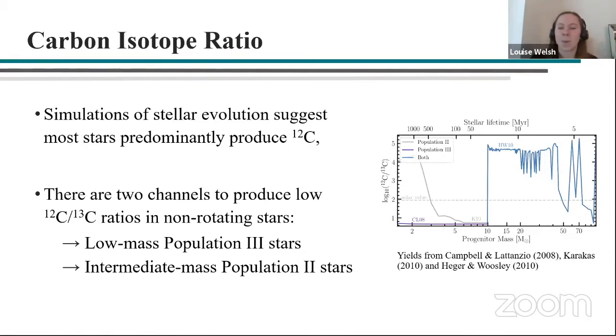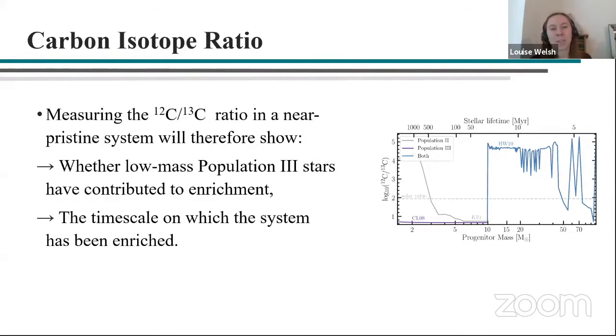And so the key takeaway from this then is that if we can measure this isotope ratio in a near pristine system, we may be able to see the chemical signature of low mass population 3 stars, or alternatively, given the distinct lifetimes of these stars, we might be able to see the timescale on which the system has been enriched.